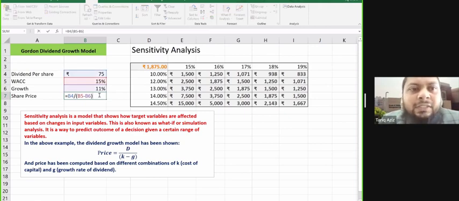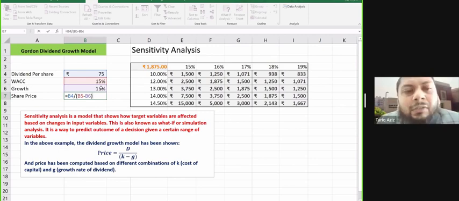Based on these three, we can calculate the share price. First we have to start with an equal sign, and the formula is D divided by K minus G. So D is the dividend, divided by, we will start with a bracket sign, K is 15% minus growth rate, that is 11%.